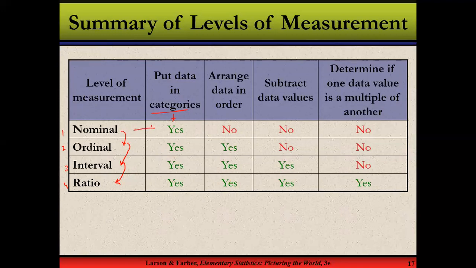In nominal, you only have categories. In ordinal, you have categories and you also have order. In interval, you can have categories, you can have an order, you can subtract or add values, you can apply mathematical operations on them, but you don't have a true 0. Okay. In ratio, you have categories, you can place them in an order, you can apply mathematical operations, and there is always an absolute 0.